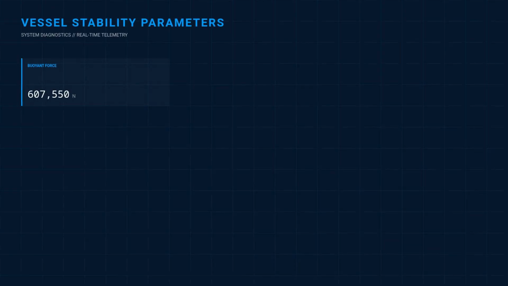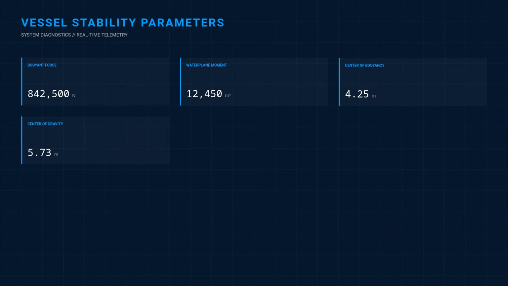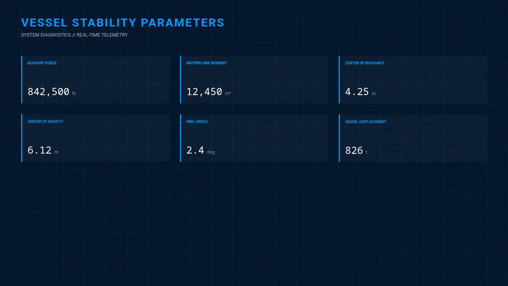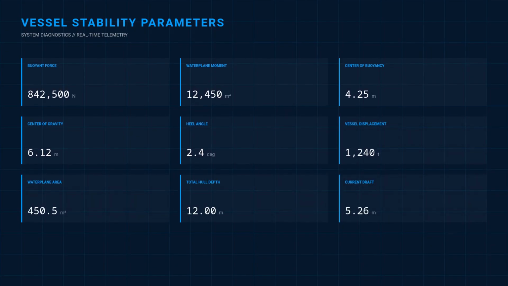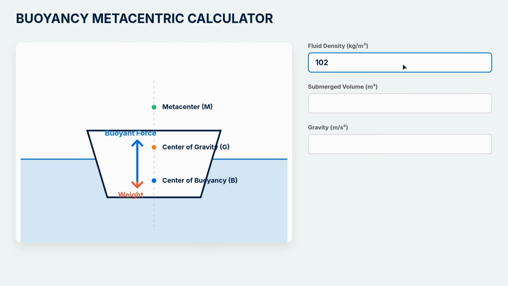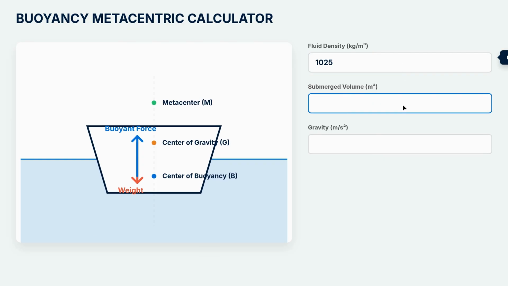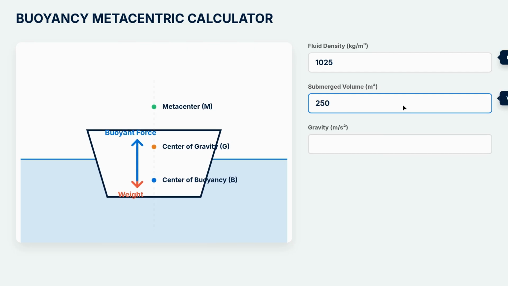Additional fields include buoyant force in newtons, waterplane moment of inertia, center of buoyancy height, center of gravity height, heel angle in degrees, vessel displacement in tons, waterplane area, total hull depth, and current draft. Using our test values, fluid density 1025, submerged volume 250, and standard gravity 9.81.